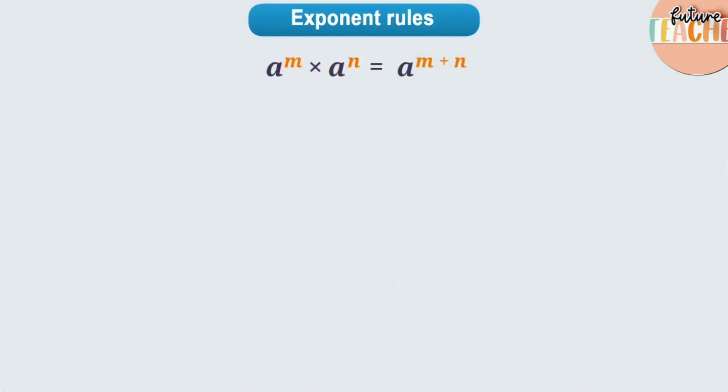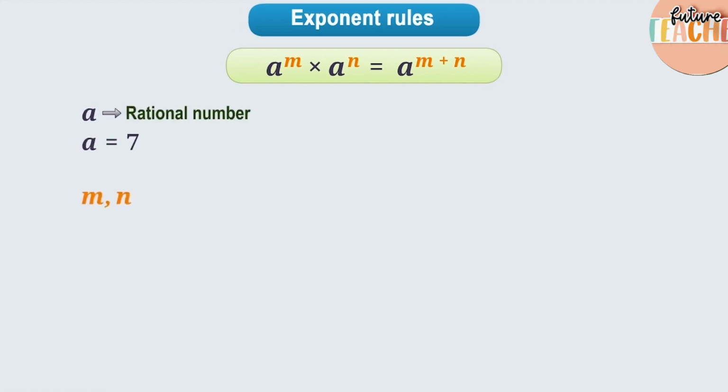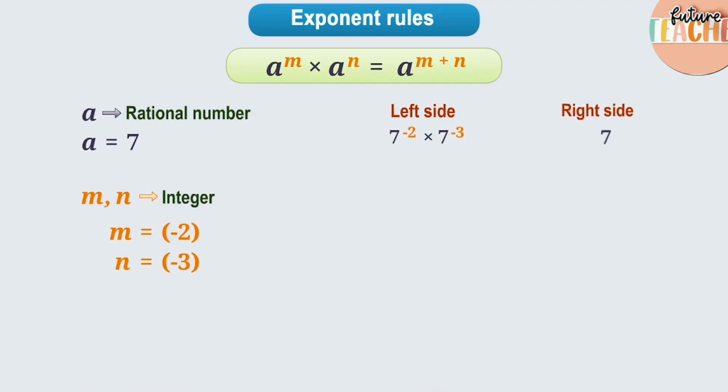Let's find out. The rule a to the power m into a to the power n is equal to a to the power m plus n will be the first to be discussed. Suppose we take the value of a as a rational number such as 7, the value of m as the integer minus 2 and the value of n as the integer minus 3. So the left side will become 7 to the power minus 2 into 7 to the power minus 3, and the right side will become 7 to the power (minus 2 plus minus 3), which is equal to 7 to the power minus 5. Let us find out whether the values of both sides are equal or not.